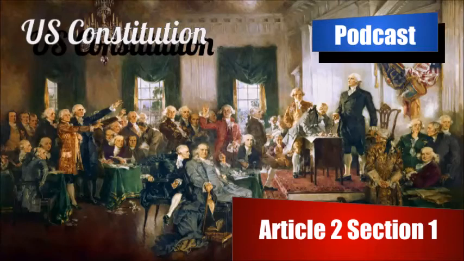Article 2, the Executive Branch. Section 1, the President. The executive power shall be vested in a President of the United States of America. This, again, is the vesting clause. It's the clause that gives the President, in this case, the specific power to be fulfilled by the office.